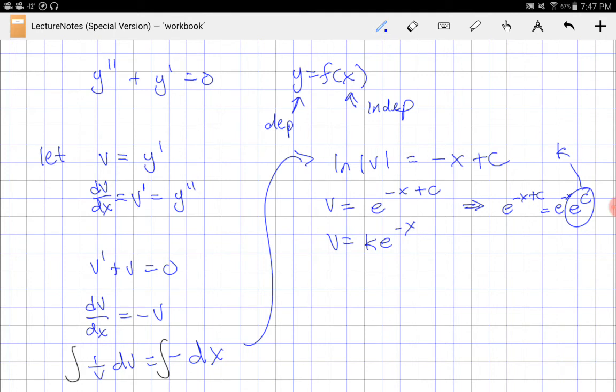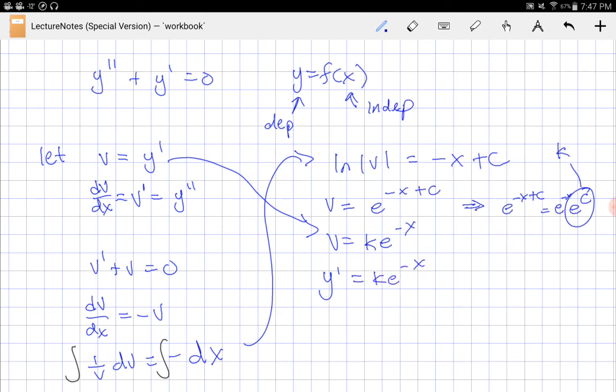And then from here, we're actually not done because we've defined v as y prime. So let's substitute y prime back in. Because v is what I would call a helper variable, where it doesn't appear in the question, therefore it cannot appear in the solution, but it helps us solve the equation. So we have y prime equals k e to the negative x.